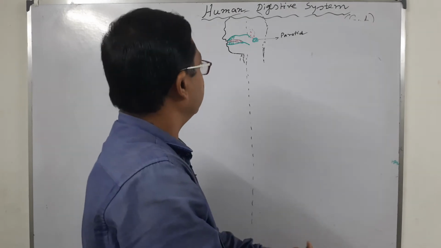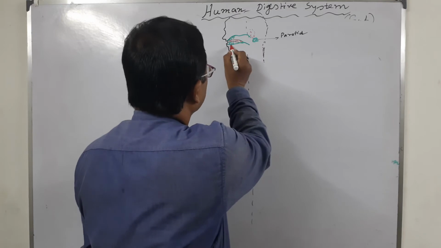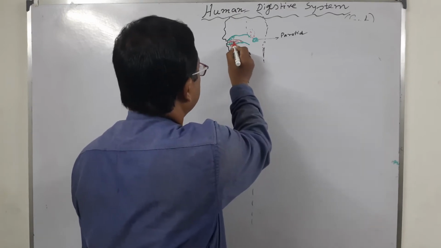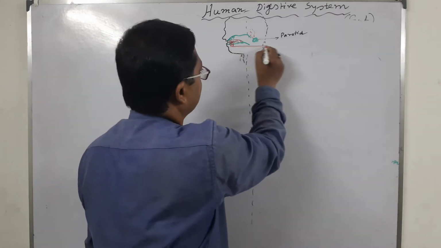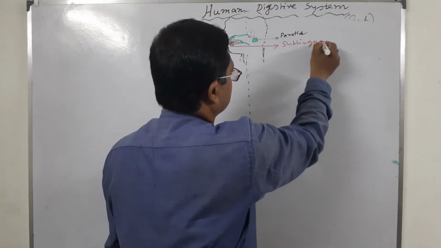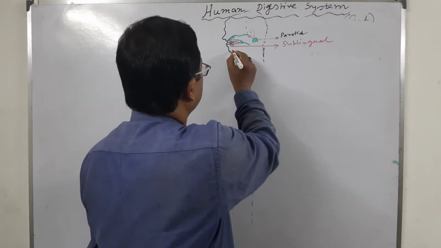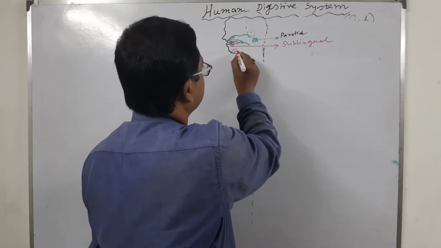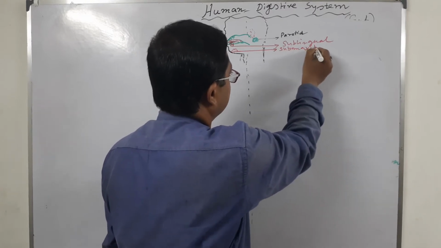The second type of gland is the sublingual gland. This is the sublingual, under the tongue. And the third gland is the submandibular, also called submaxillary.